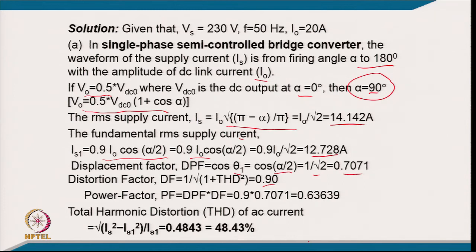We can now find the power factor, that is DPF times DF. So, keeping the values, it comes to 0.63639. And for total harmonic distortion, if you keep the value of total RMS and fundamental RMS, square root of the difference of squares divided by the fundamental RMS, it comes to 48.43%.